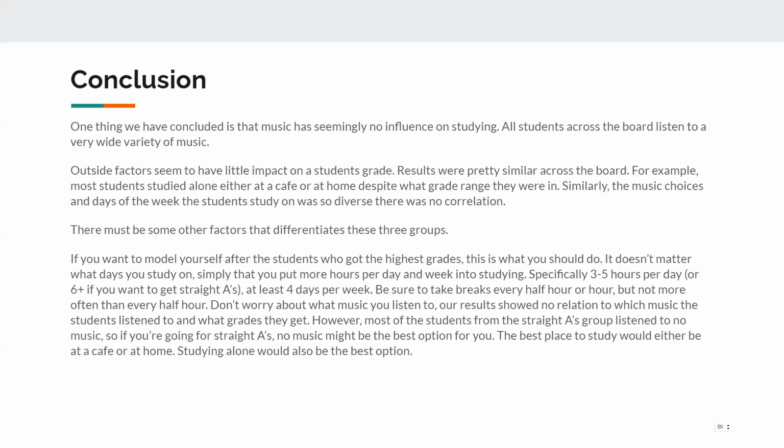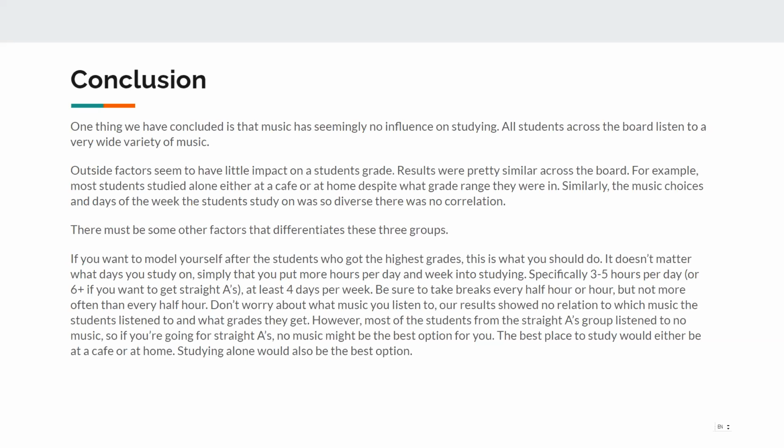First of all, it doesn't matter what days of the week you study on, simply that you put more hours per day and week into studying. Specifically, the highest groups studied 3 to 5 hours per day, or 6+ hours per day for the straight A groups, and at least 4 days per week.